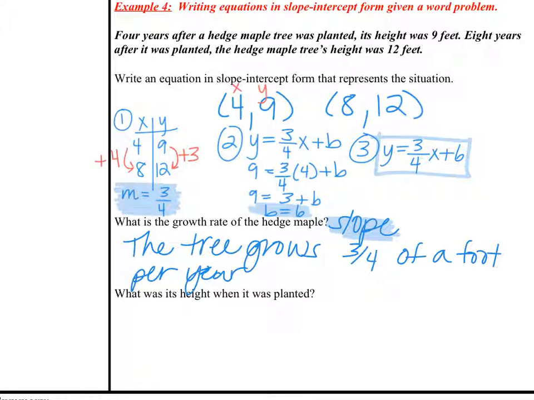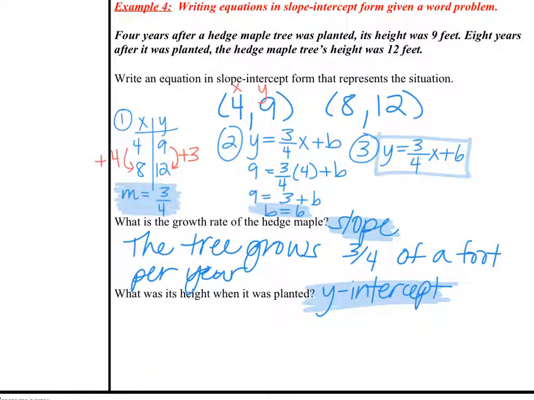And if I'm asking about the height when it was planted, I'm asking for a starting point. So what am I looking for there? The y-intercept, where it starts. So here I want the y-intercept. The y-intercept we know to be 6, so can someone give me a sentence that actually makes sense for this problem? What was its height when it was planted?